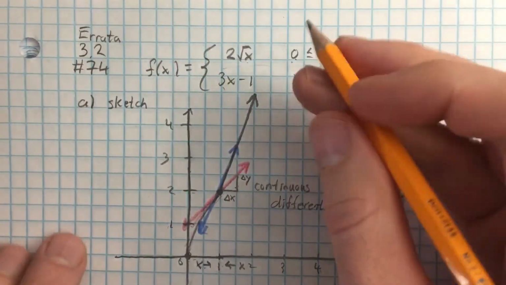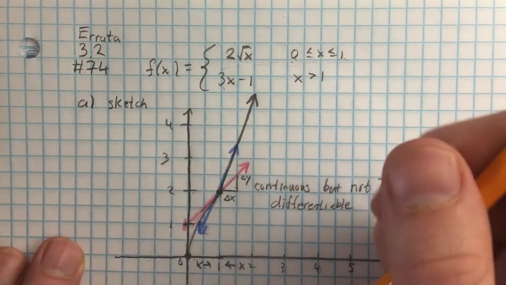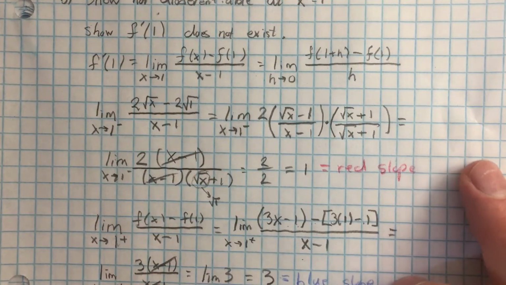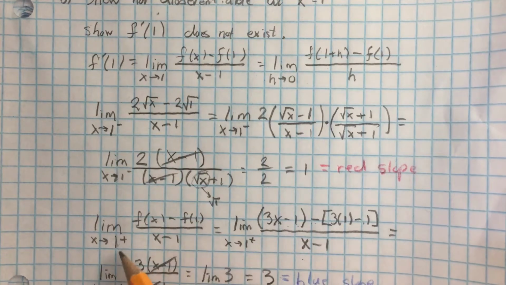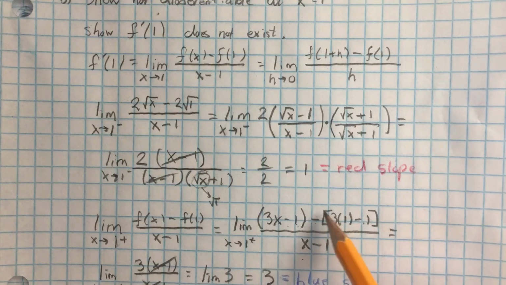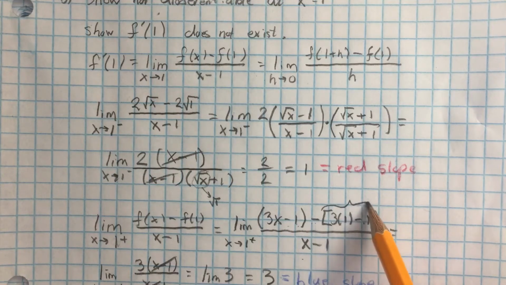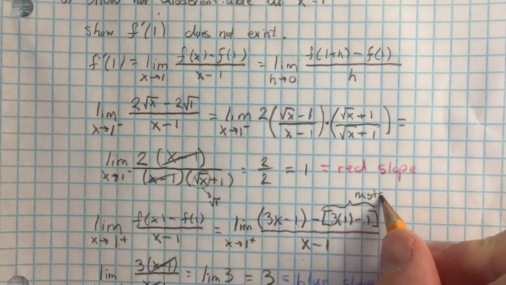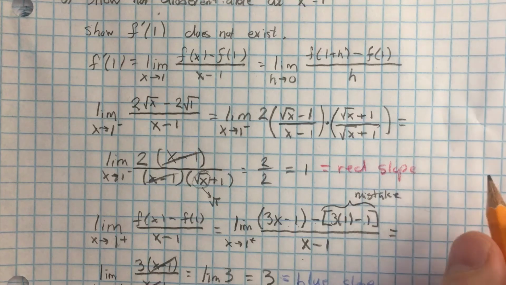Errata. So I made a small error at this point in the problem when I was calculating the limit as x approaches 1 from the right here. So this is a mistake. Right? It did not impact the solution of the problem.